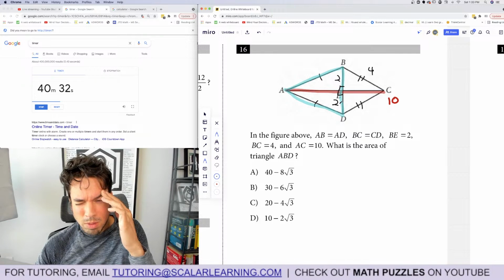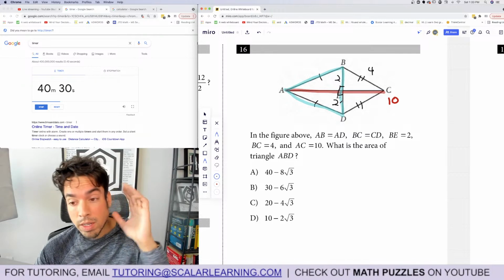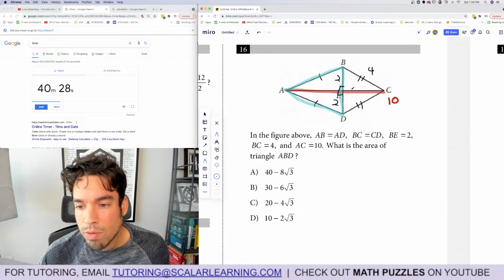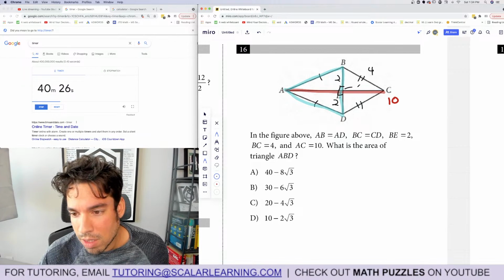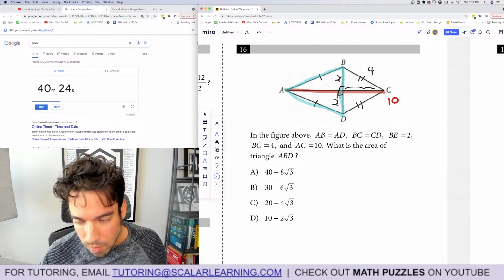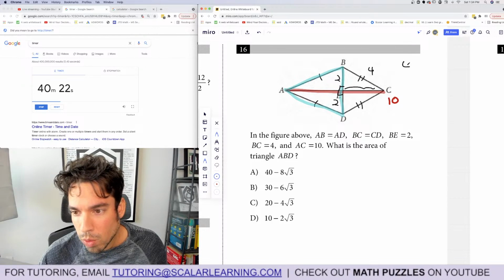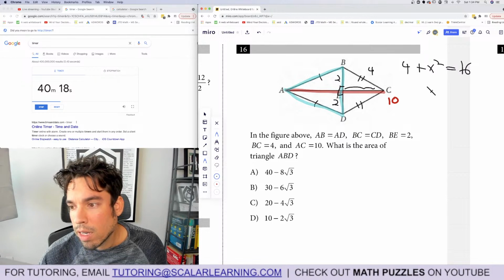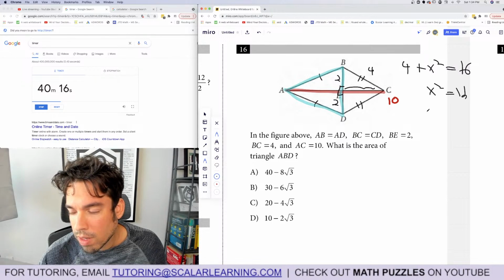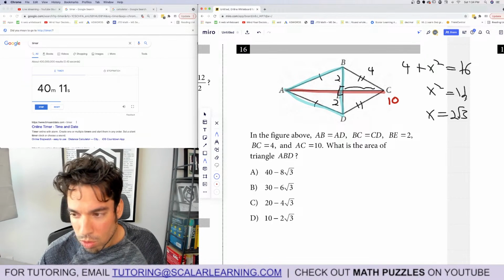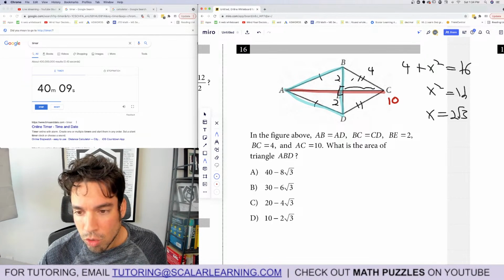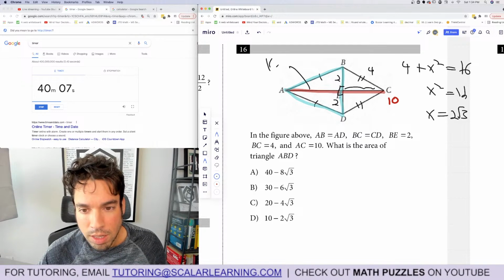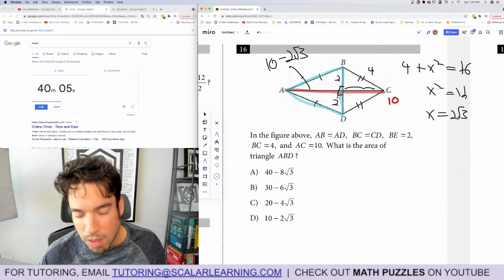Pythagorean theorem? Can I do the Pythagorean theorem? Oh, I can, over here. So I can figure out this side and then subtract it from 10. So it's 2 squared plus x squared equals 4 squared. x squared equals 12. x equals the square root of 12, which is 2 rad 3, right? Because it's 4 times 3, so it's 2 rad 3. So if this is 2 rad 3, this section here is 10 minus 2 rad 3.